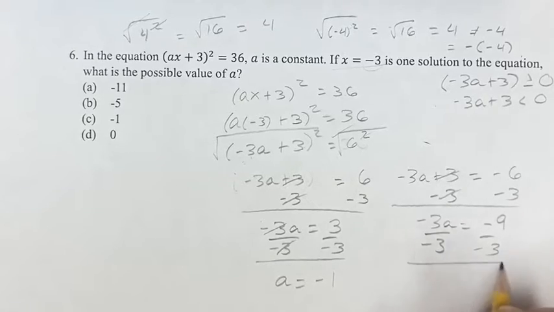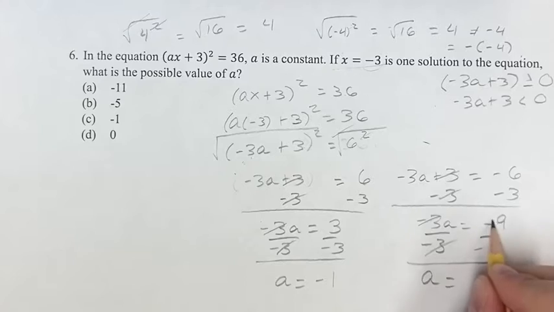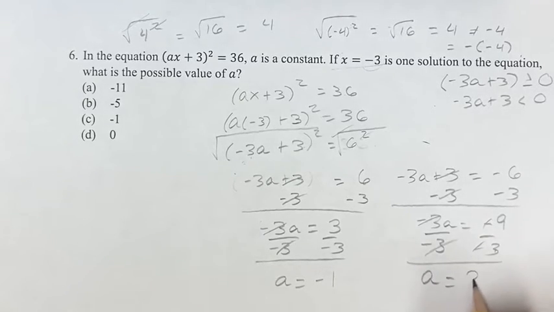Divide these both by -3. These still cancel, and you get a = -9 divided by -3. Again, these cancel, and 9 divided by 3 is 3. So these are your two options: a = -1, and a = 3.